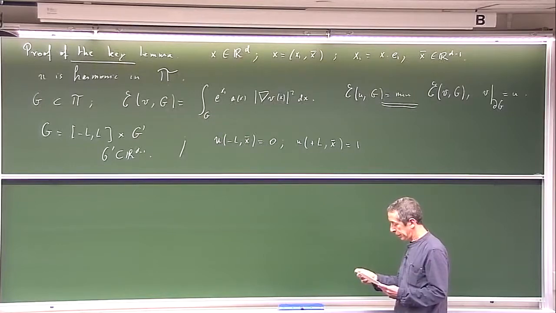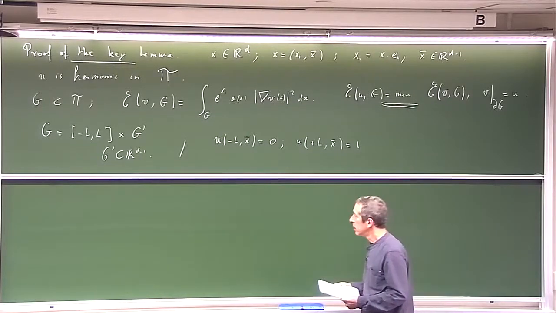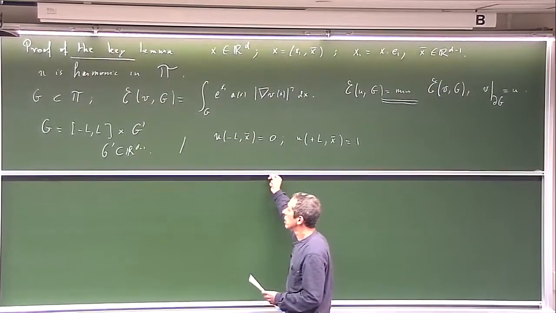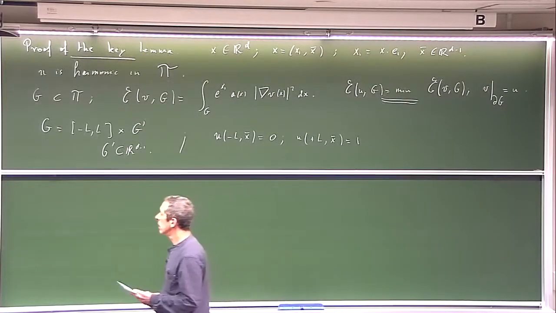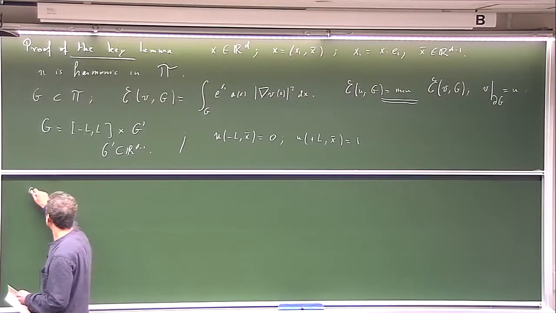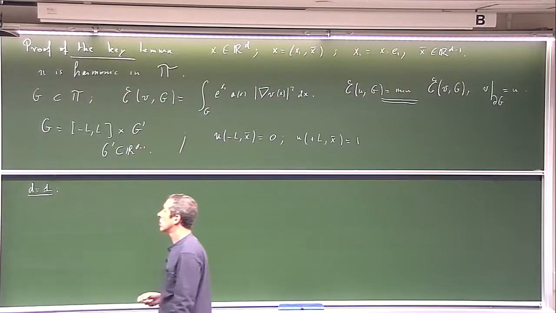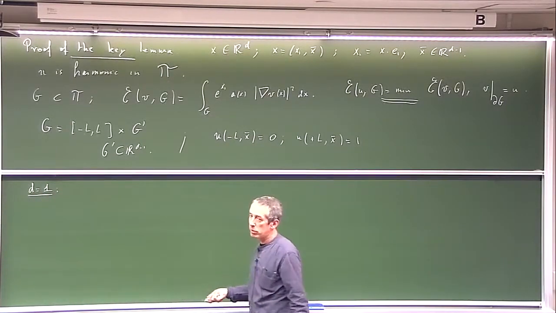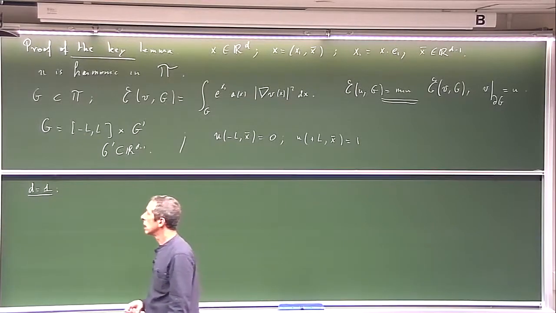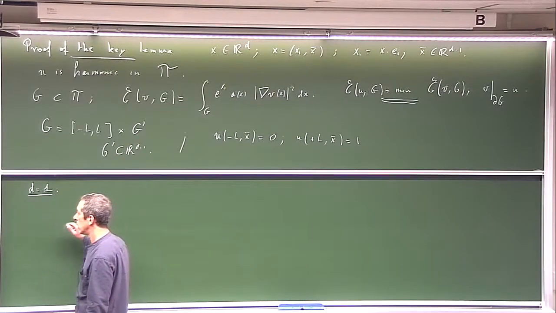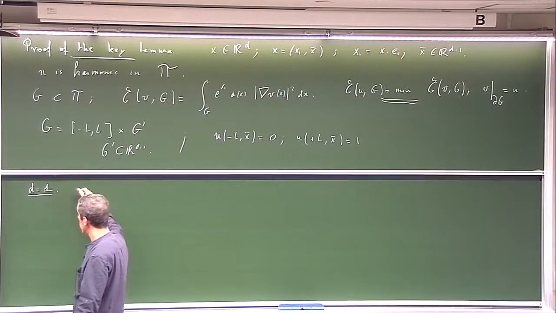So let me first outline the argument in dimension one. In dimension one, it's quite straightforward. In dimension one, there are many ways to see that the key lemma holds, but here is one way. So first, assume that it's not true.